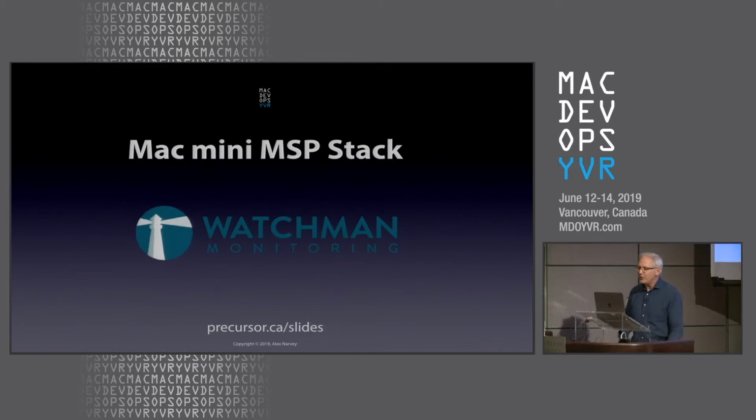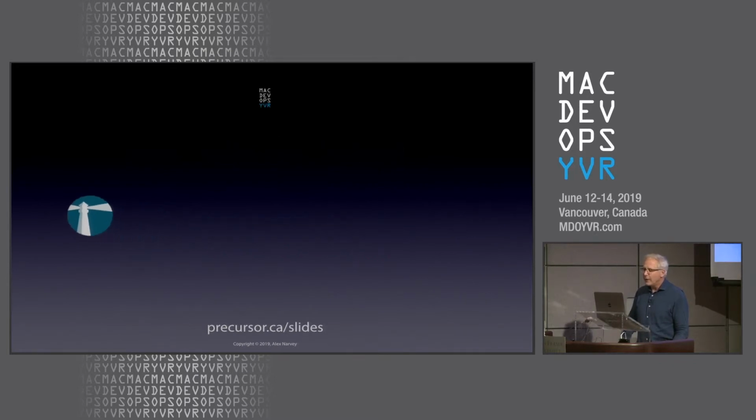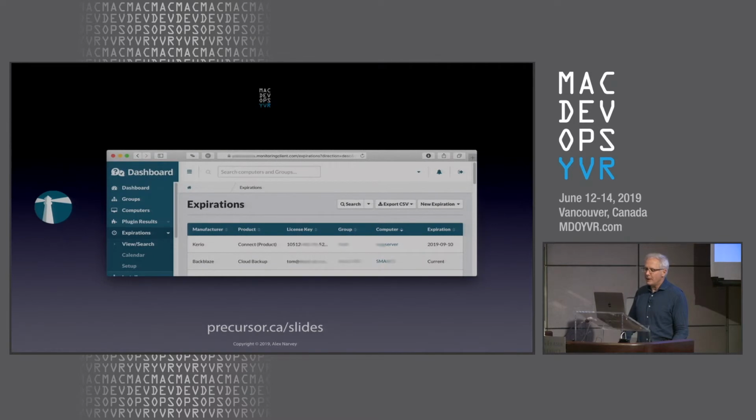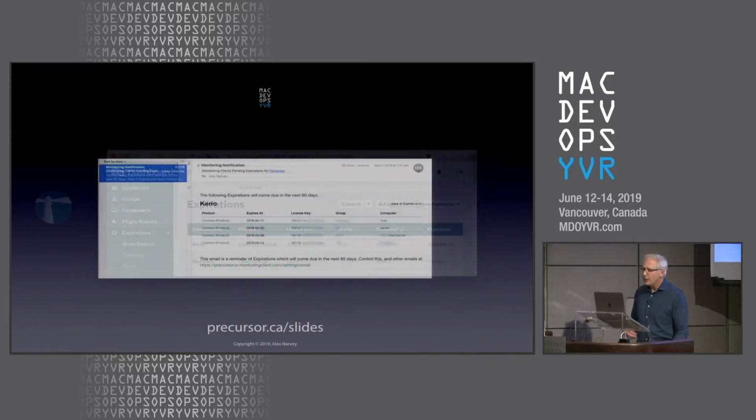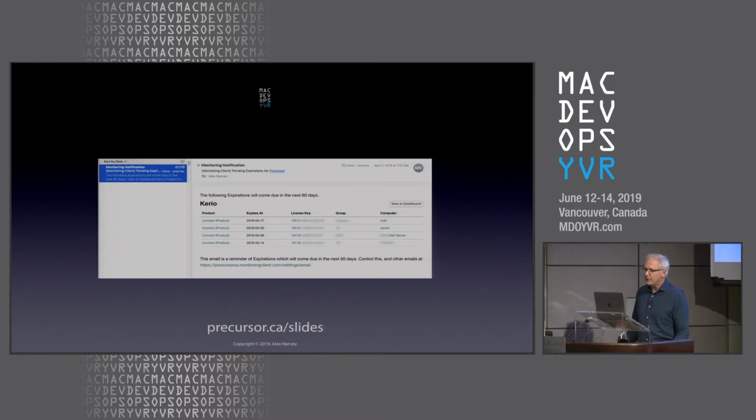Many MSPs use Watchman monitoring as a basic part of their tool stack. It's so useful. And one of my favorite things is that it automatically notifies you about expirations for Backblaze, CrashPlan, Carrier Connect, and other software applications. You don't have to do anything at all. The Watchman agent just discovers the expiration dates and emails you these lovely notifications.